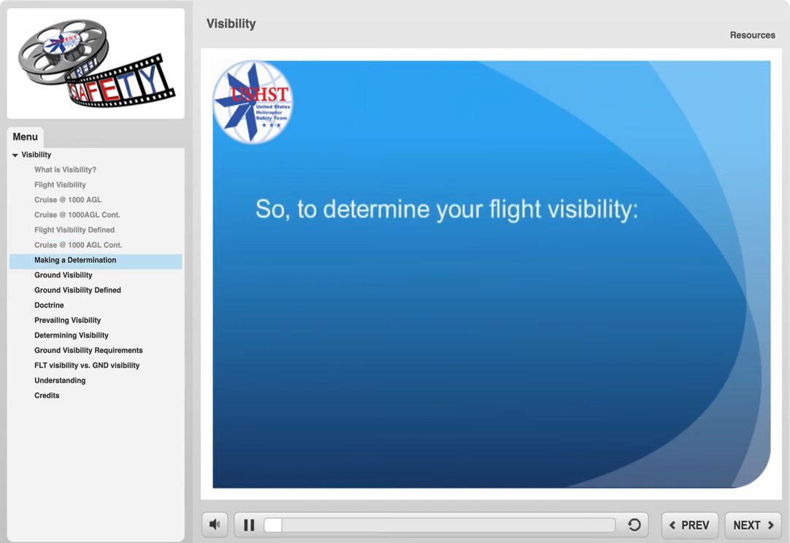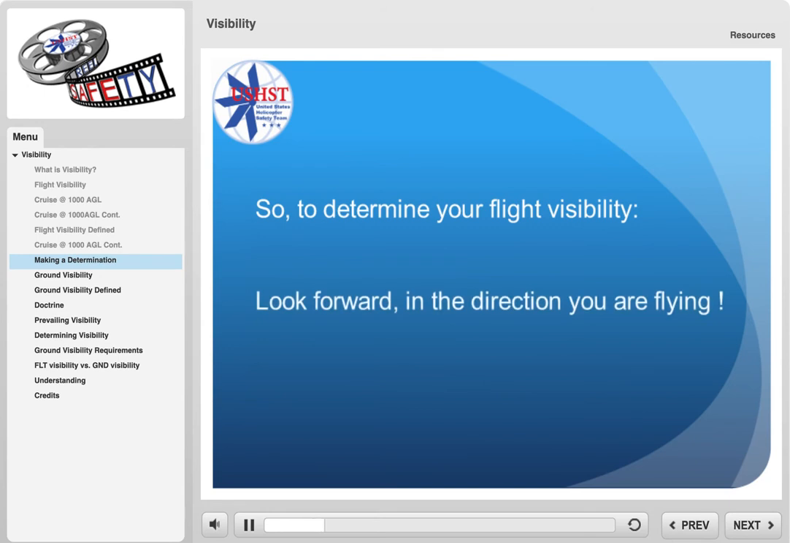So to determine your flight visibility, look forward in the direction you are flying. This means that two pilots in the same general area, but traveling in two different directions, could have two completely different flight visibilities. Also note that the pilot has to be in an aircraft in flight. So what kind of visibility do we get on the ATIS or AWAS or in a METAR? These certainly don't come from an aircraft in flight.